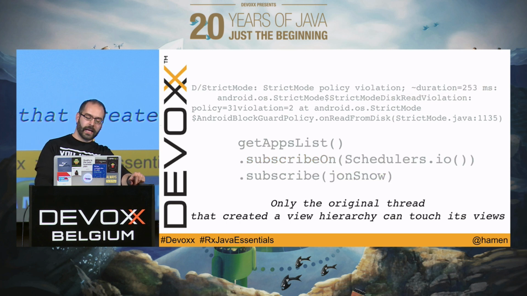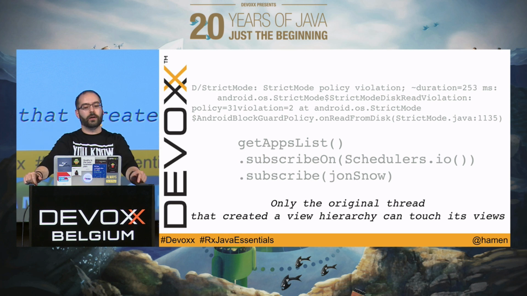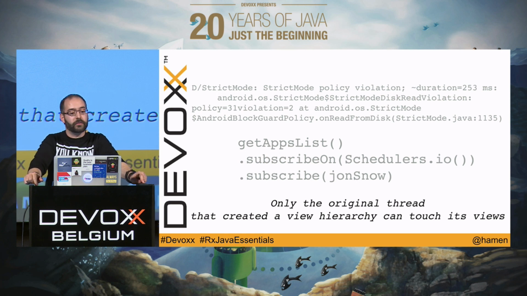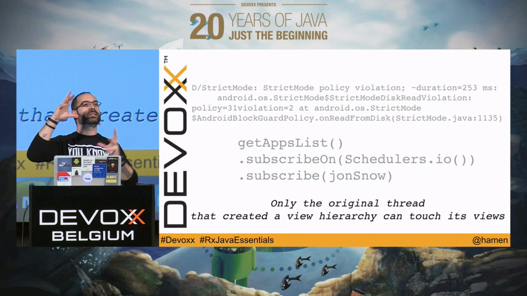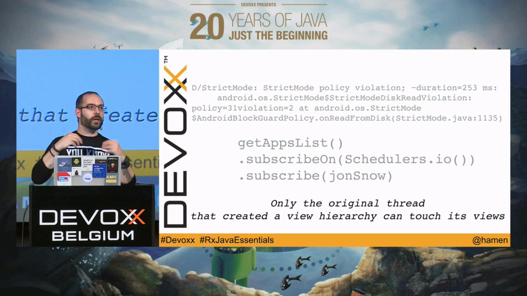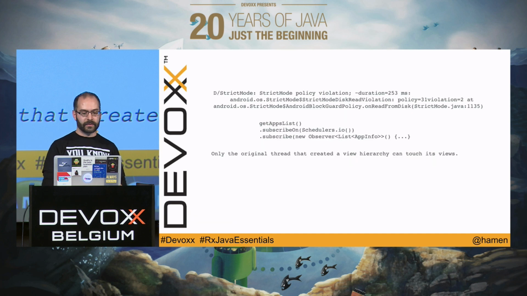We try again, and the app explodes because only the original thread that created the view hierarchy can touch its views. That makes sense because we are working away from the main thread, but we are updating the list. So we are doing the job on a different thread, but we need to be on the main thread when the data comes in. How do we do that? Probably the async task. Stop.